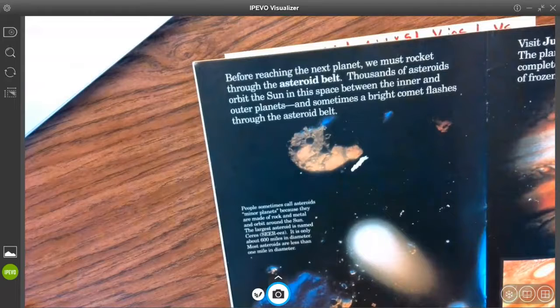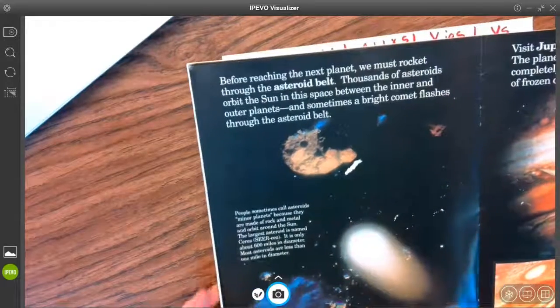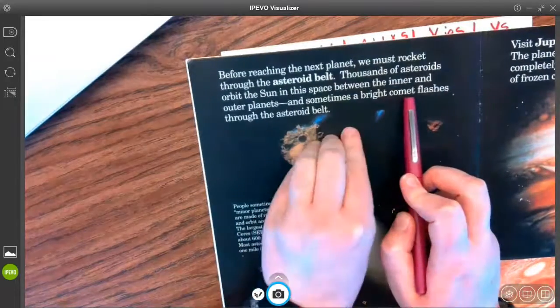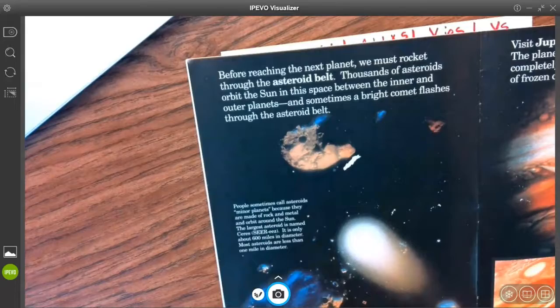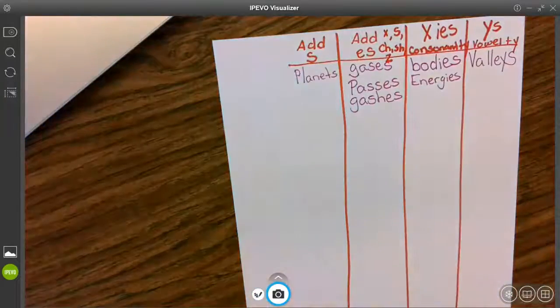Before reaching the next planet, we must rocket through the asteroid belt. Thousands of asteroids orbit the sun in this space between the inner planets and outer planets. Sometimes a bright comet flashes through the asteroid belt. Look at this. Flashes. Let's look at that word. They already have it pluralized, but let's talk about why they added ES to the end of it.